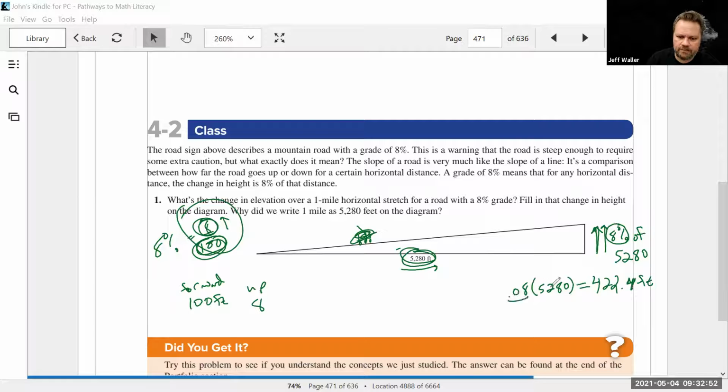Because this is 80% of 5,280 feet. So of course the units is still feet. Okay, thank you. So if I go forward 1 mile, I end up increasing my elevation by 422.4 feet. Is that all right? Does that make sense?